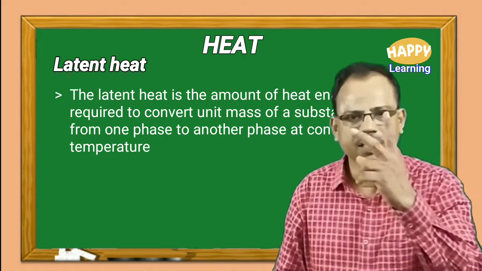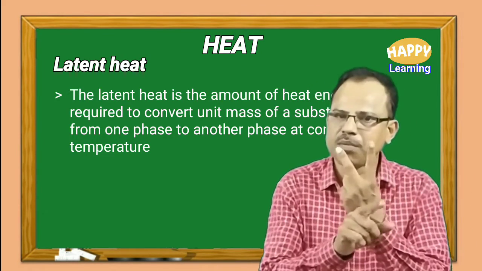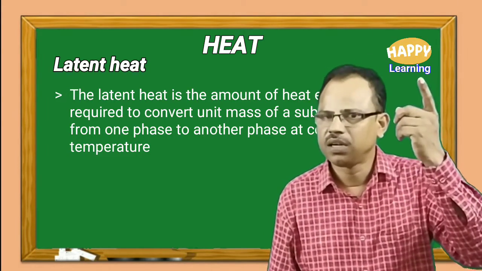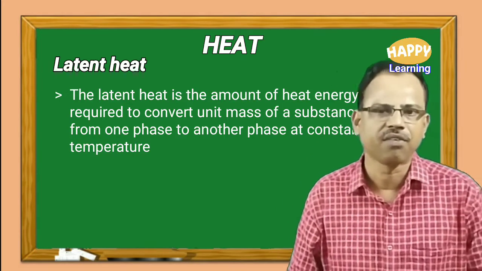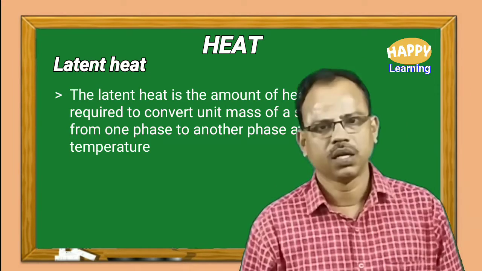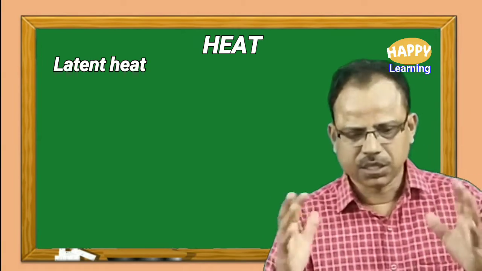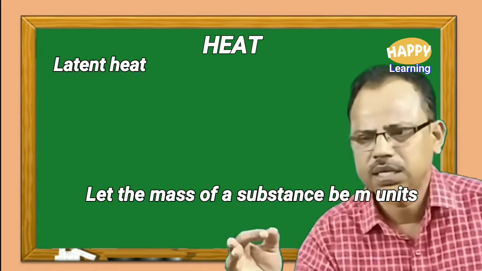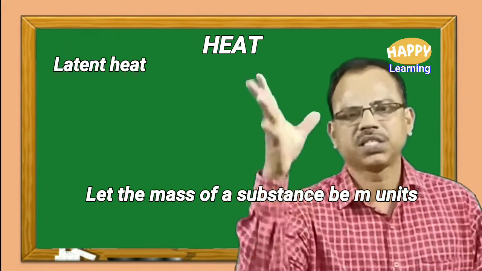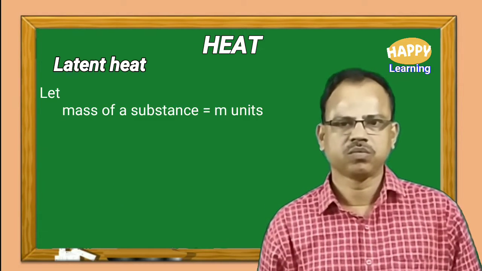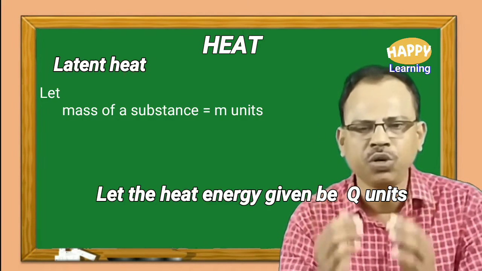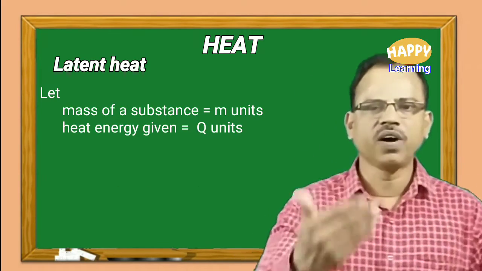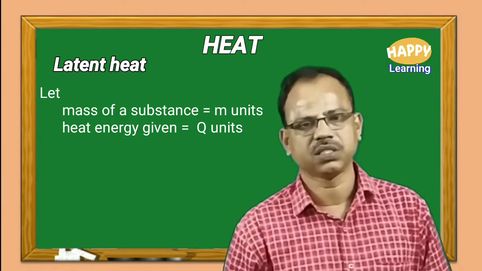This latent heat is of 2 types. At the time of melting, it is latent heat of fusion, and at the time of boiling, it is called latent heat of vaporization. Let us express this latent heat with some mathematical formula. Suppose you have a substance of mass m and Q units of energy is given to convert it from one phase to the other phase.